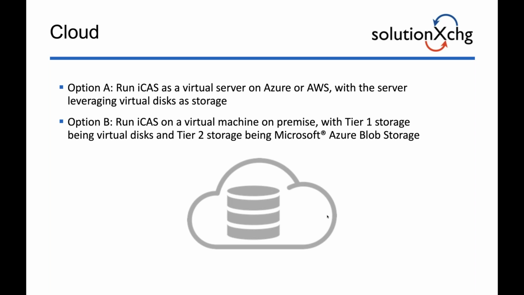Option B is running ICAS on a virtual machine on premise with a tier 1 storage being virtual disks and a tier 2 storage being, for example, Microsoft Azure Blob Storage. So two different options of leveraging the cloud for your write once, read many compliant archive.